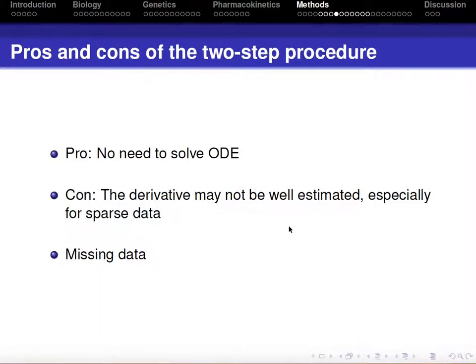The advantage of this method is that, as you can see in the whole procedure, we don't need to solve the ODE numerically. You can just estimate x(t) and the derivative of x(t) directly from the data, and then do the regression. So the computation is extremely fast.